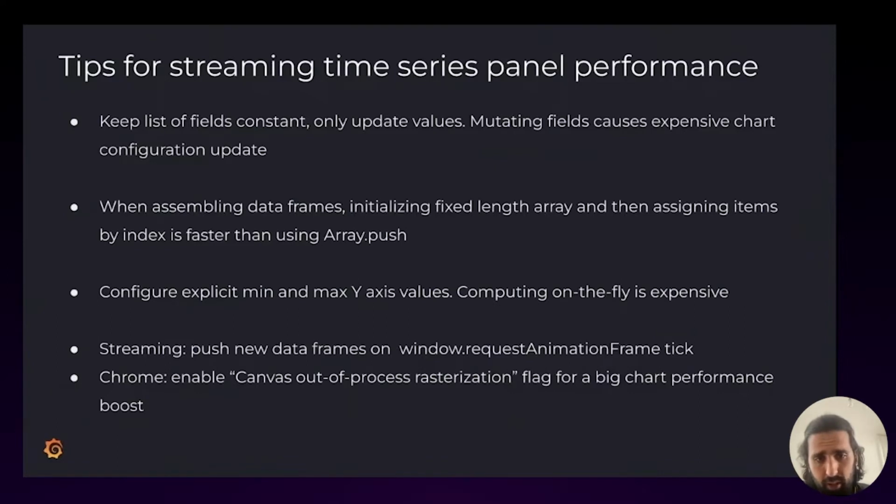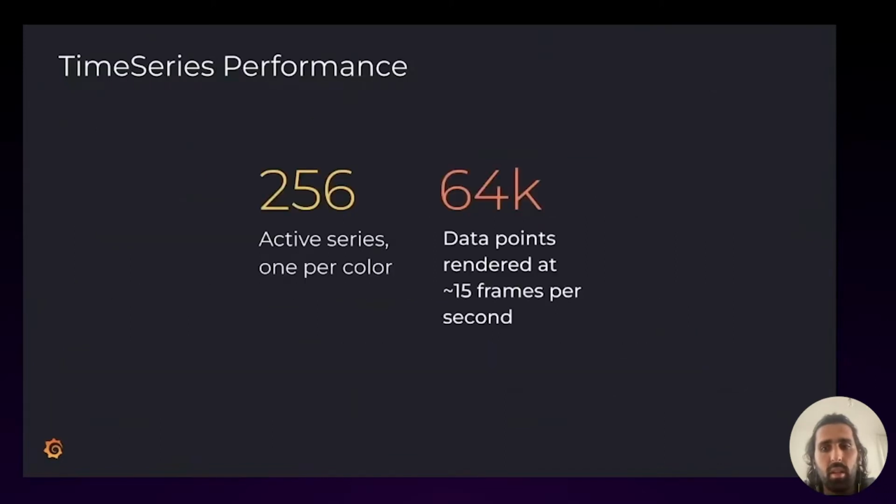And the small trick that we did to increase the rendering performance of the graph was to enable out of process rasterization. And we were able to get 256 active series with 64K data points rendered at almost 50 frames per second.